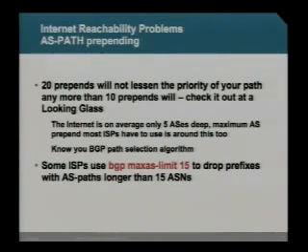Oh yes, AS path prepending, one of my favorite hobby horses. 20 prepends will not lessen the priority of your path any more than 10 prepends. But some people seem to think if I do 20 prepends, it's going to make it a lot less important. Well, if it's 20 prepends and local pref 500, it's going to beat anything that's local pref 0 or whatever. But some people seem to believe that prepending will really override.